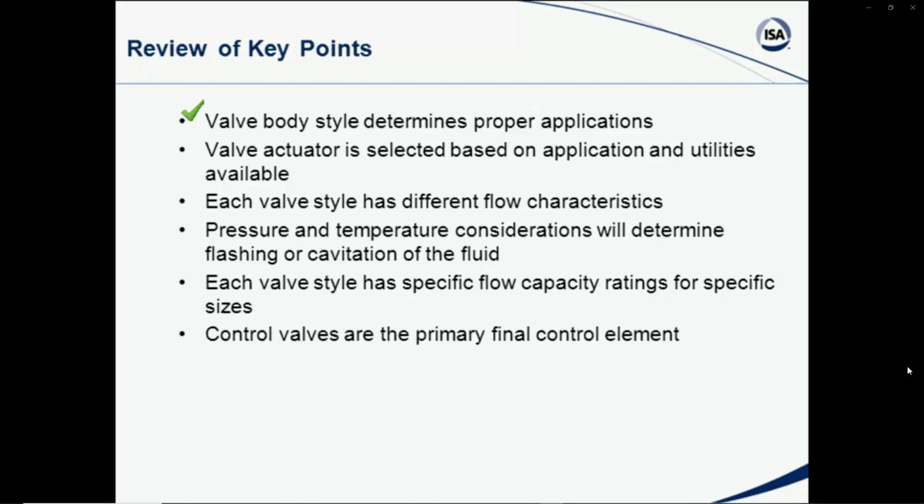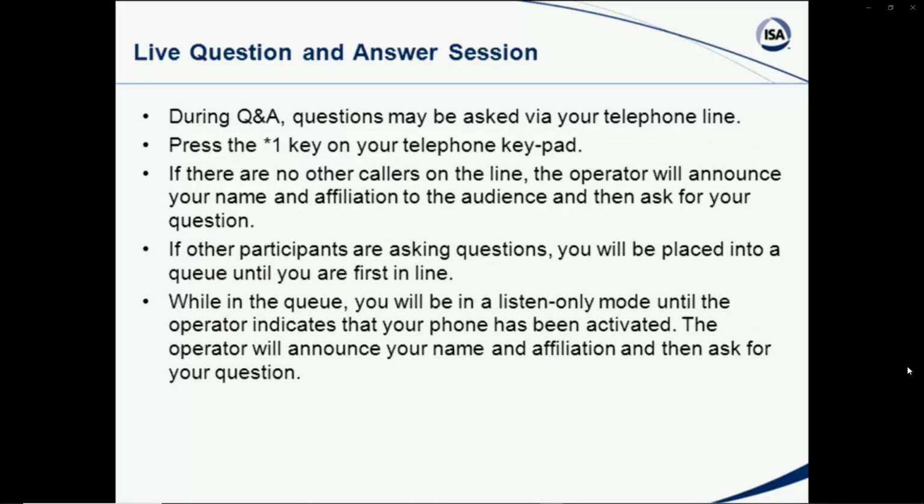So our valve body style determines proper application. We have to select those. We'll talk about those a little bit later. The actuator is based on application and utilities available. Each valve style has certain flow characteristics. You've got to deal with pressure and temperature considerations on flashing and cavitation just like you did in an orifice plate or whatever, and different types of capacity ratings for specific sizes, or C sub V's, or flow coefficients. And control valves many times are the primary final control element, and you will definitely have some problems along this line on the exam.